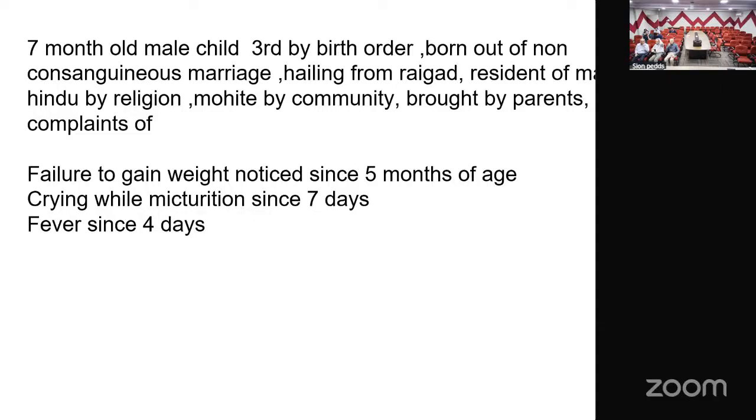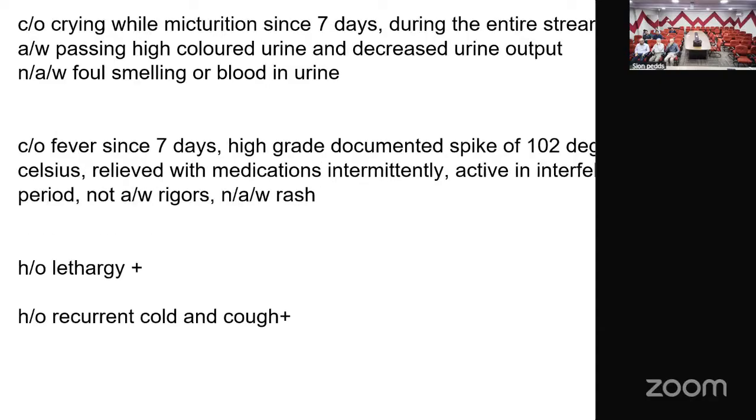A 7-month-old male child, third by birth order, born out of non-consanguineous marriage, hailing from Raigad, resident of Kanpur, Hindu by religion, brought by the parents with complaints of failure to gain weight noticed since 5 months of age, crying while micturition for 7 days and fever for 4 days. The crying occurs during the entire stream of micturition, associated with passing high-colored urine and decreased urine output, not associated with foul smell or blood in urine.